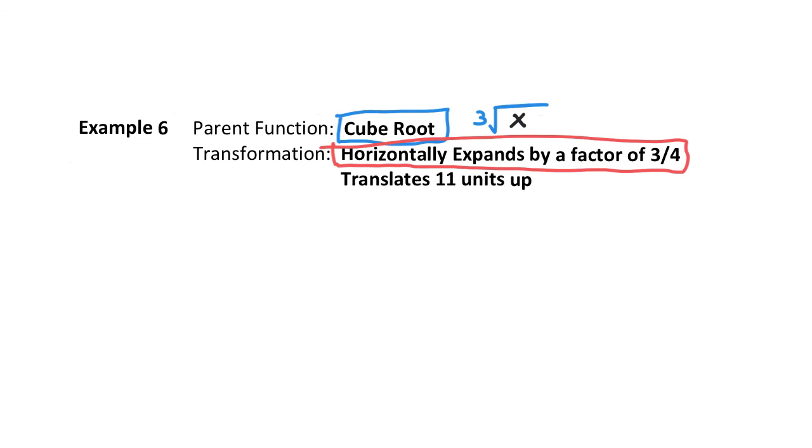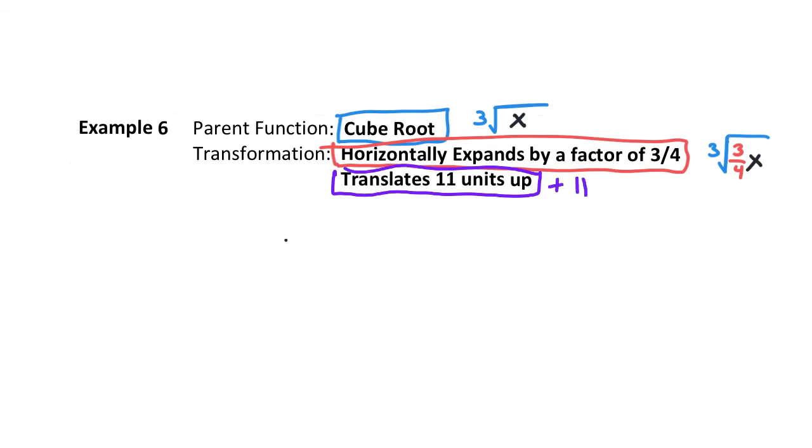So it's going to look, let me see if it'll fit in the frame. So it's going to look something like this. It's going to be cube root of negative, no, not negative, sorry, of 3/4 x. Like this. So I'm going step by step. So we're going to have a cube root in there, a 3/4 inside, and then we're going to translate 11 units up. So it's plus 11.